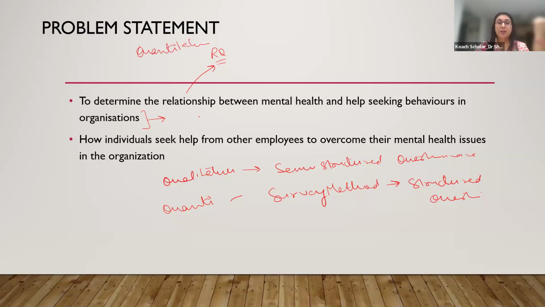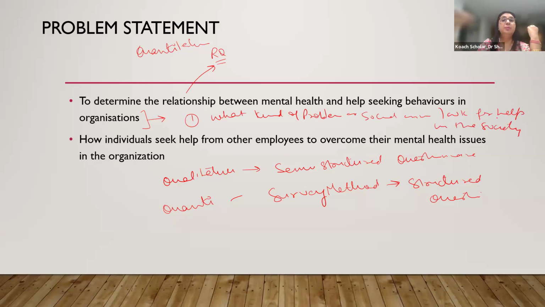Then your first research question would be, what kind of problems or diseases or maybe social issues look for help in the society? First, you should know which problems people seek help for. First question. So this is the second type of reality you're looking at. So when you look at the reality like this, your first question has become exploratory in nature. By exploratory, I mean it has become qualitative in nature.